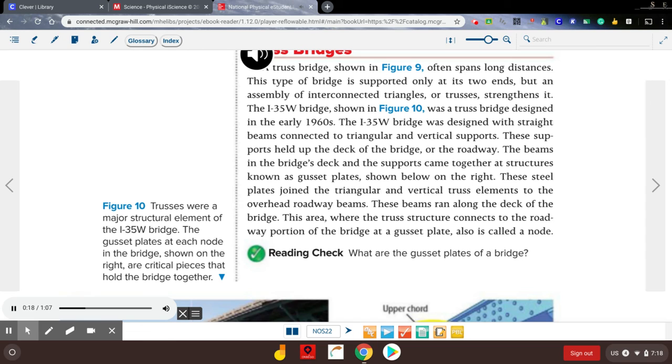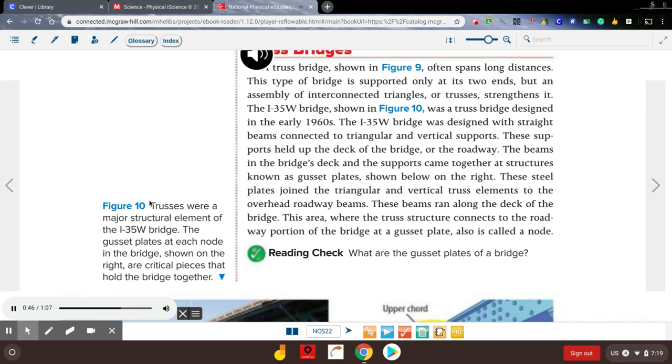These supports held up the deck of the bridge, or the roadway. The beams in the bridge's deck and the supports came together at structures known as gusset plates, shown below on the right. These steel plates joined the triangular and vertical truss elements to the overhead roadway beams. These beams ran along the deck of the bridge. This area, where the truss structure connects to the roadway portion of the bridge at a gusset plate, also is called a node.